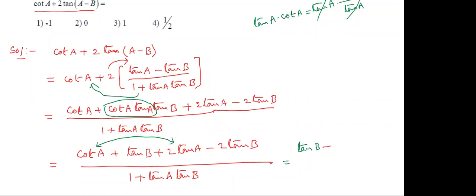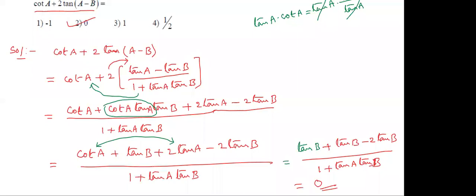Plus tan B minus 2 tan B, divided by 1 plus tan A tan B. Students, observe the numerator. Tan B plus tan B is 2 tan B. 2 tan B minus 2 tan B is going to be 0. 0 by anything is 0. So which option is correct? The second option is correct.